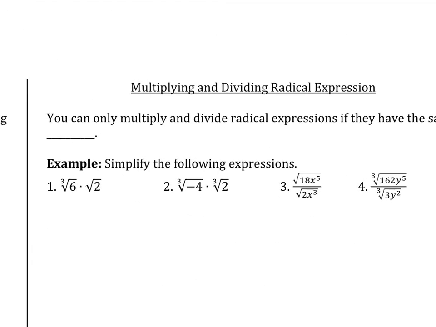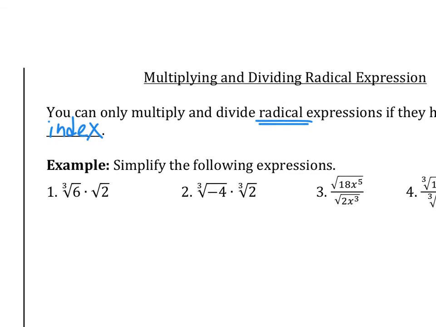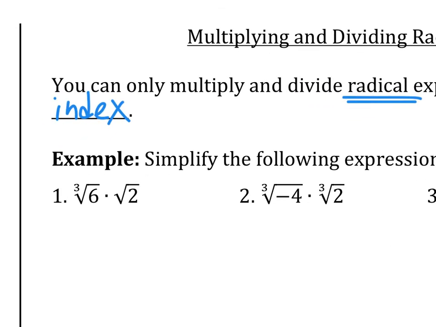Let's multiply these radicals together. So the rule is you can only multiply or divide radical expressions if they have the same index. So you have to make sure they have the same index first. So let's look at number 1. Can I multiply number 1 together? No, can't do this. So 1 has an index of 3, 1 has an index of 2, cannot multiply.